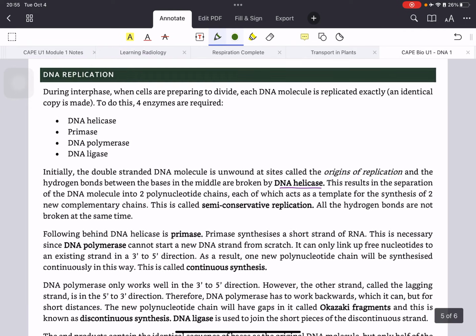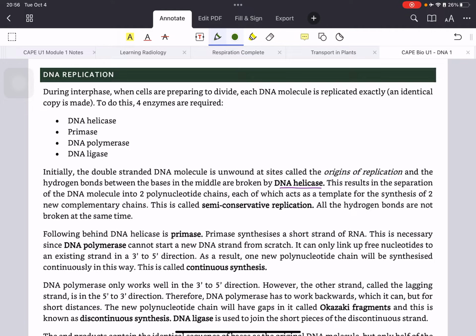Now let's move on to the first big subtopic of DNA, which is called DNA replication. You would have done mitosis and meiosis in Form 5, right? And you know all these steps. But let's take a look at the first step, which is interphase. In interphase, you know that the cells are preparing to divide. In this phase, each DNA molecule is actually replicated exactly. An identical copy will be made.